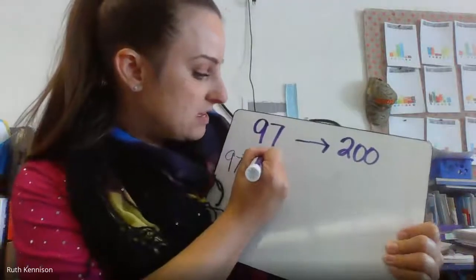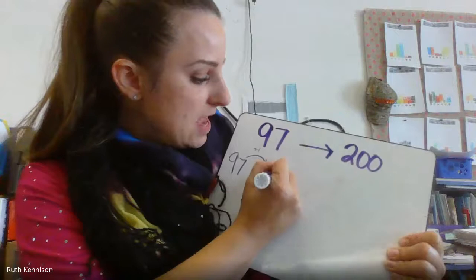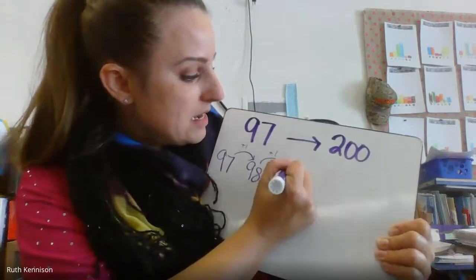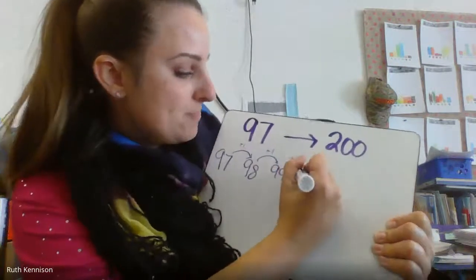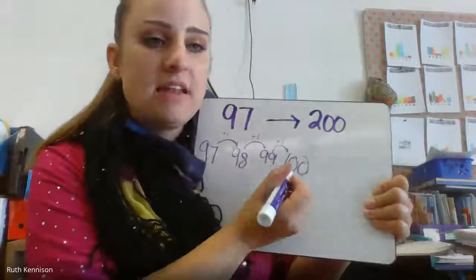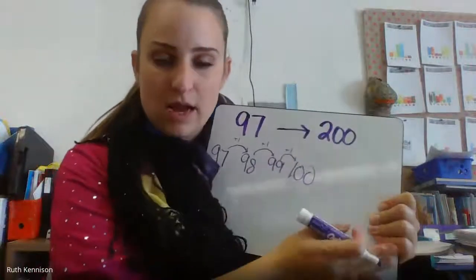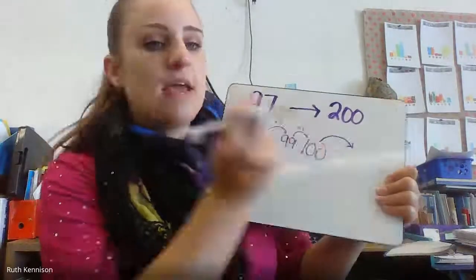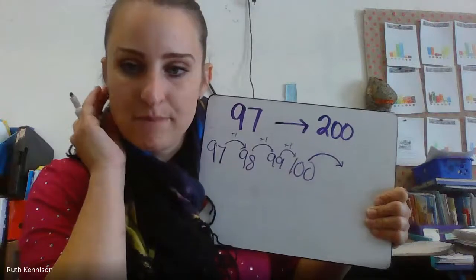So we're going to go 97 plus 1, 98 plus 1, 99 plus 1, 100. And that is called a benchmark number because now I can count bigger from there. I can go 100. What am I going to count by to get me to 200 now? What am I going to count by?